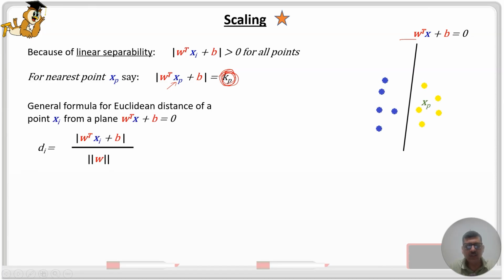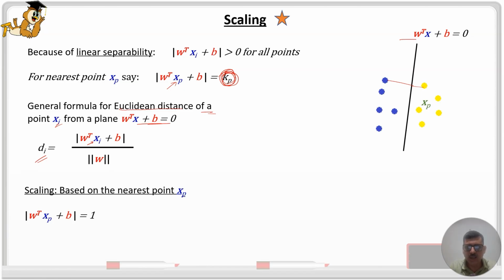Now, we know that the general formula for the Euclidean distance of any point xi from this hyperplane is given by this equation. The Euclidean distance di is equal to modulus of W transpose xi plus b. You plug in the coordinates of xi, you take its modulus and divide it by the norm of this vector w, right? So this is the general formula for the Euclidean distance of any point from this particular hyperplane. This is high school geometry.